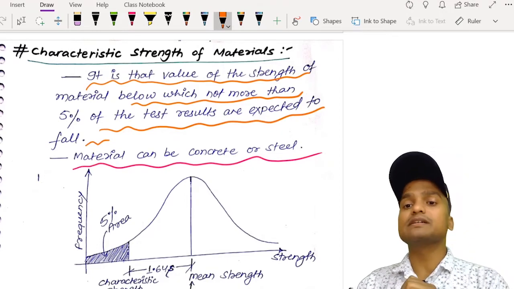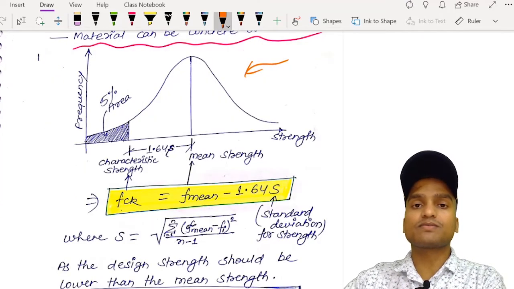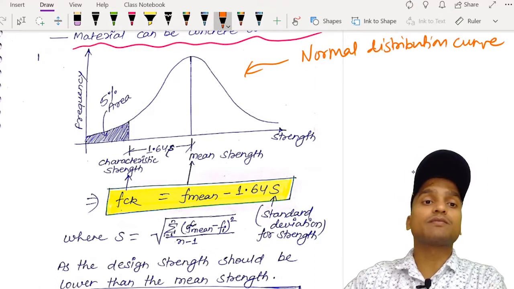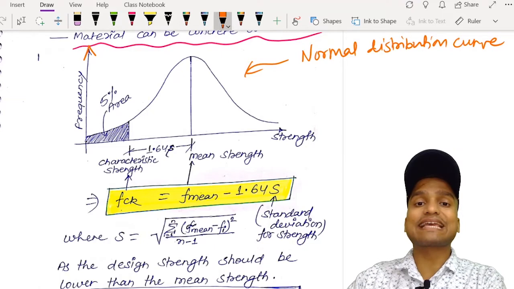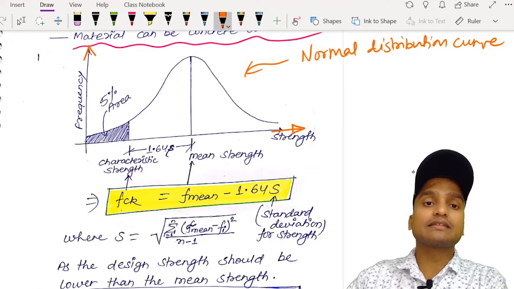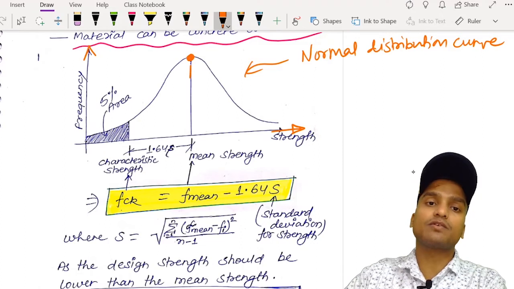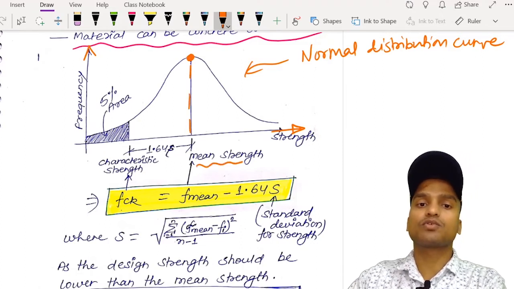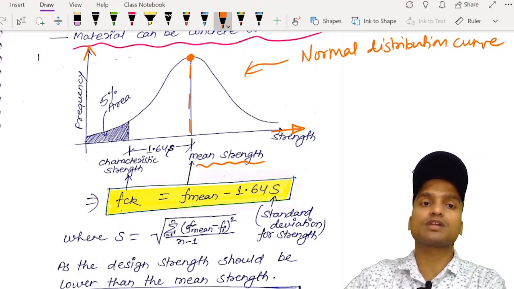See, we took 100 samples and got 100 results, and if we plot a frequency versus strength graph, this is also called the normal distribution curve. In this curve, on the y-axis we have plotted frequency, meaning how many times a sample result occurred, and on the x-axis we have plotted the strength value. Okay, so we check there is one value of strength which is coming most of the time, and that value of strength is called mean strength. This mean strength is coming most of the time, that's why its frequency is highest.